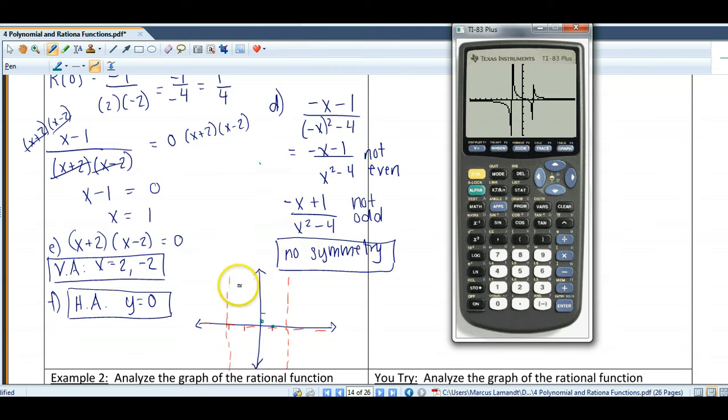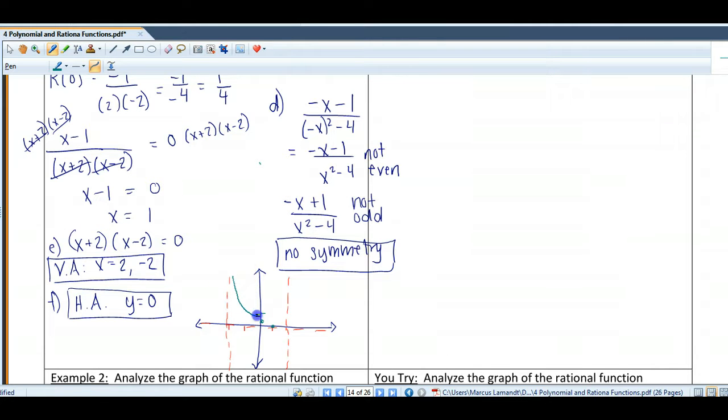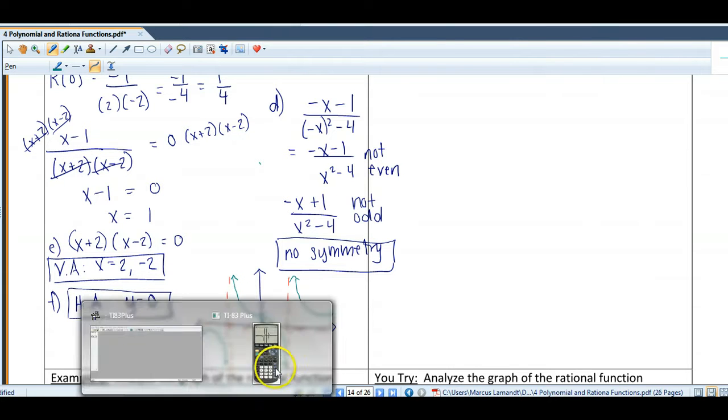Let's see if I can draw this correctly. So it goes like that, and like that. Let me pull this up again so you can compare.